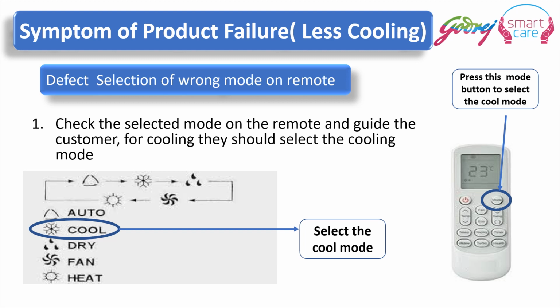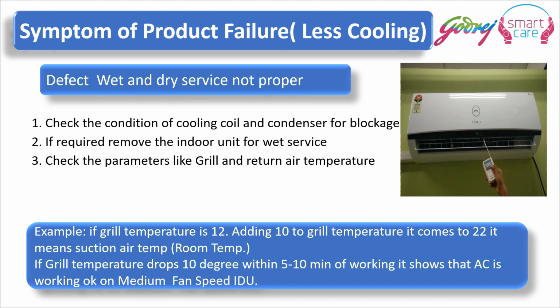We have to press this mode button to select the cool mode. Check for the wet and dry service. In that, you have to check the condition of the cooling coil and the condenser for blockage. If required, we have to remove the indoor unit for wet service. We have to check the parameters like grill and return air temperature.